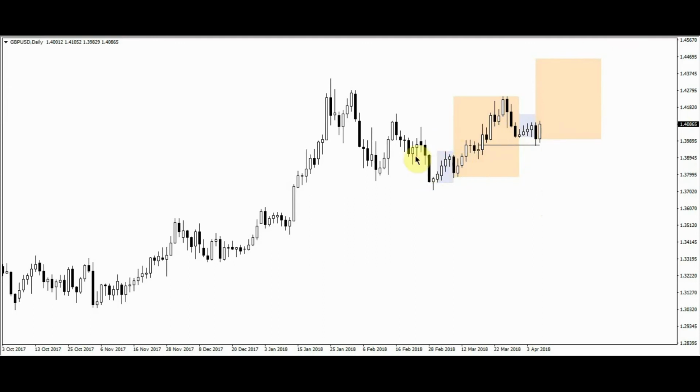So you see this blue zone I have highlighted here. This is what I'm expecting. From next week, what I would like to see is a push above this order block that we have here, the down candle that we have here. Then a dip back into that level. That's where I want to be buying from. Then I'll be targeting 144.